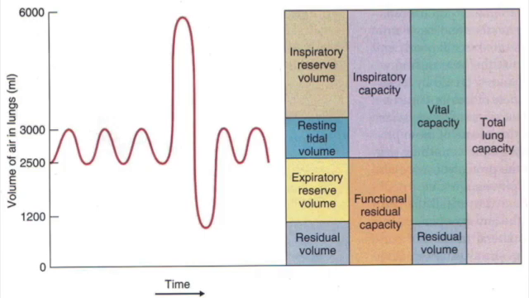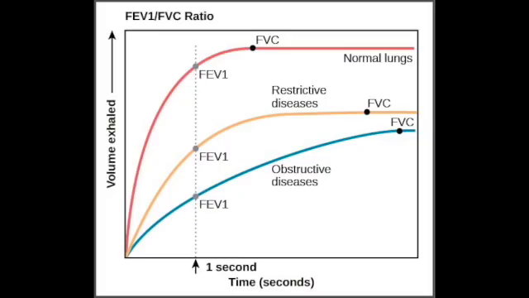FEV1, forced expiratory volume in 1 second, is the volume of air that has been exhaled at the end of the first second of a forced expiration. Forced vital capacity, FVC, this is the measurement of volume of air that can be expelled from a maximally inflated lung with a patient breathing as hard and as fast as possible. So you can see here the different lung volumes depicted on a graph so you can get a sense of how much the lung is filling up with each one.